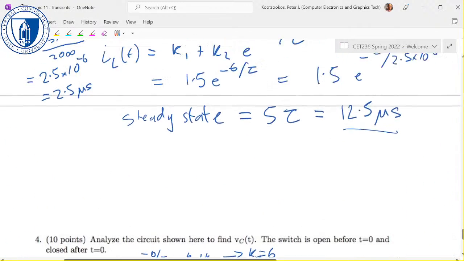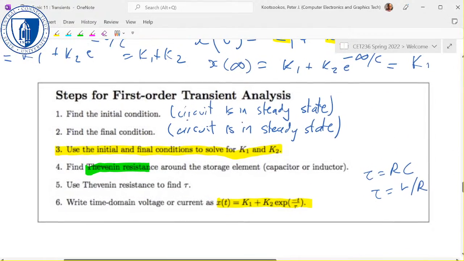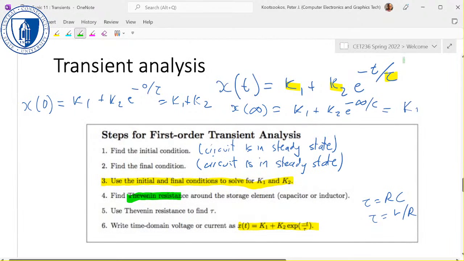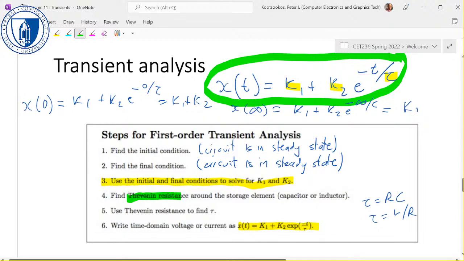So let me just go back and reiterate. The key equation for transients in RC circuits is x of t equals k1 plus k2 e to the minus t on tau. The initial condition is just k1 plus k2. The final condition is just k1. And then sometimes the trickier bit is to find the tau, and tau is either RC if you've got a capacitor in the circuit, or tau is L on R if you've got an inductor in the circuit. And then the overall thing is just, again, K1 plus K2 e to the minus t on tau.